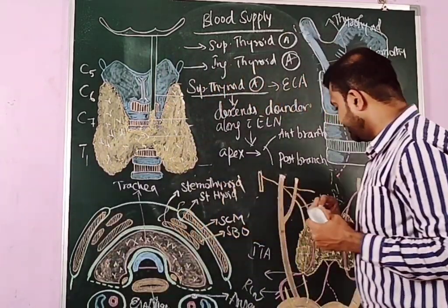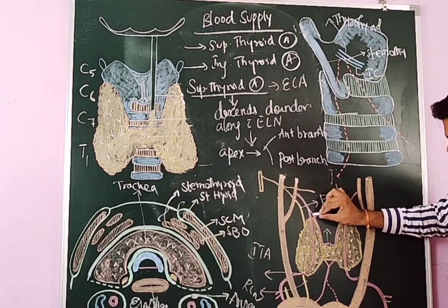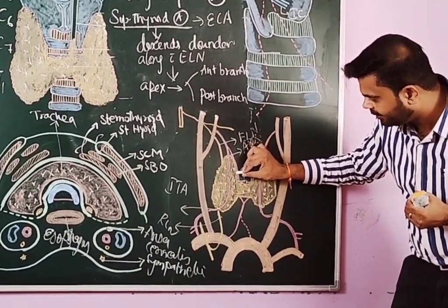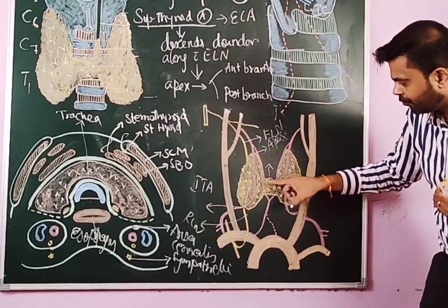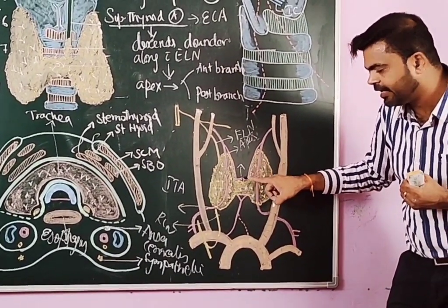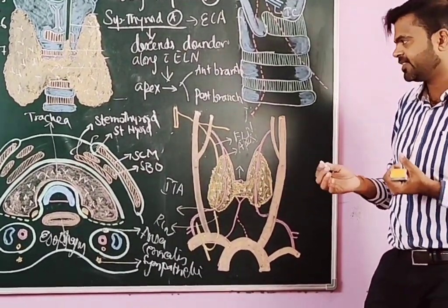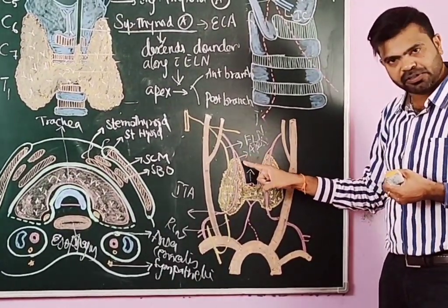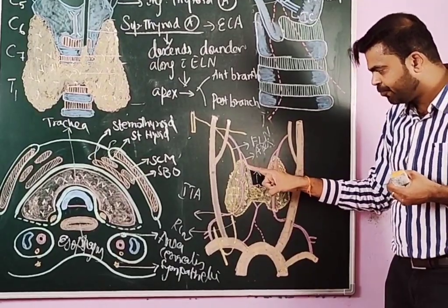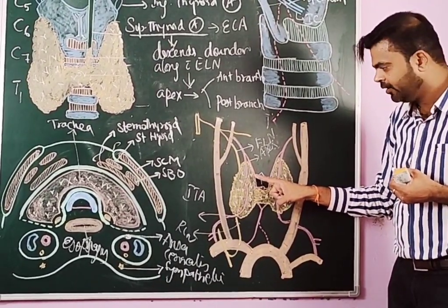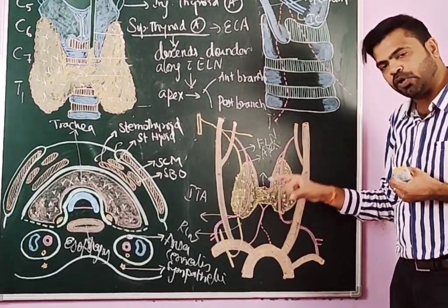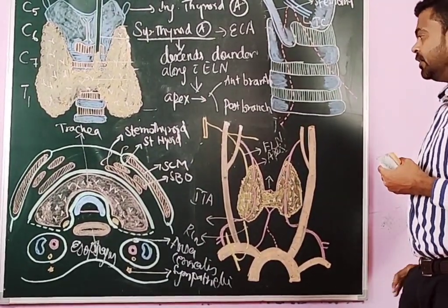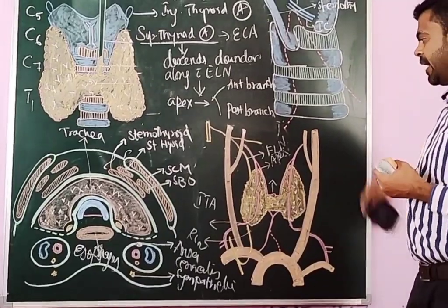This anterior branch descends downwards along the anterior border of the lateral lobe, and then it reaches the upper border of isthmus and finally anastomoses with the opposite side. Again I will repeat, this anterior branch passes downwards along the anterior border of the lateral lobe of thyroid gland, and once it reaches the upper border of isthmus, it anastomoses with the opposite side. So this is about the anterior branch.